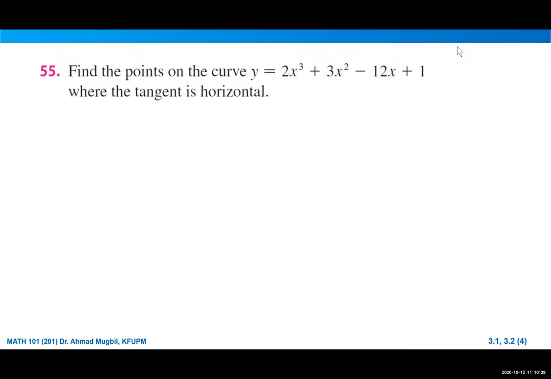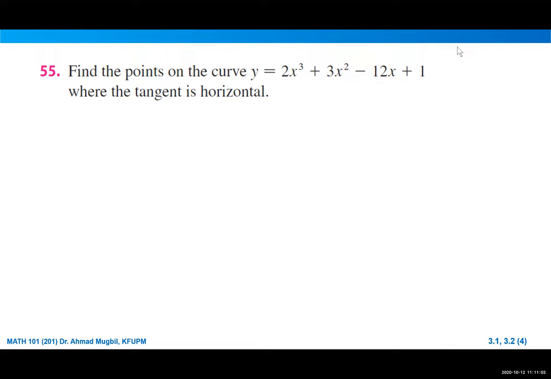Muhannad? Any idea, Muhannad, how to solve this? Find the points on the curve where the tangent is horizontal. Simplify. How to simplify? I don't know. You don't know. It's okay, no problem. You will know now. Please follow us, Muhannad. Naif Al-Jaed?